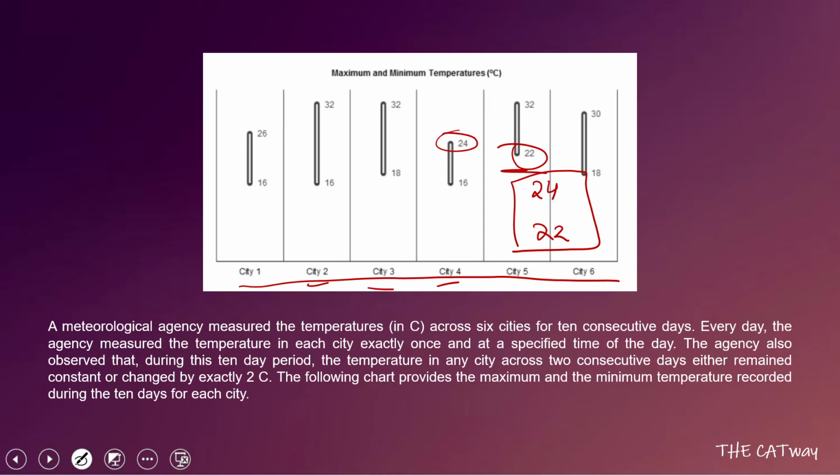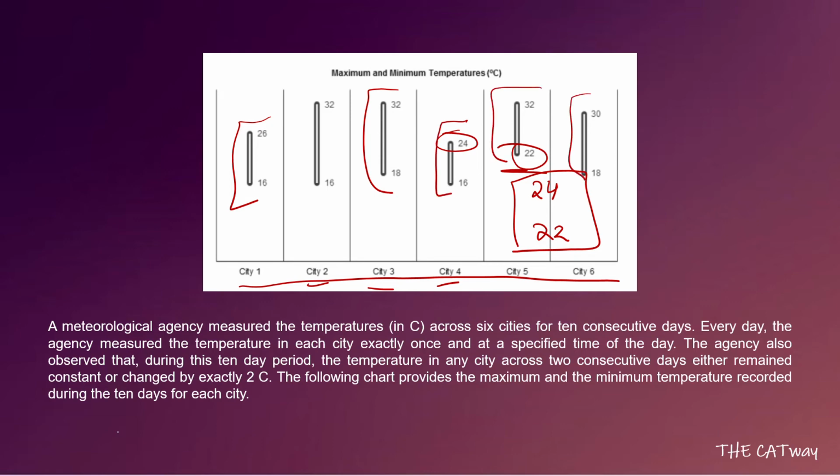Acha, now how will we find out on how many days the cities have 22 or 24 degrees Celsius? Now see, everybody has their own range. The range of every city, 16 to 26 is small, 18 to 32 is there, 16 to 24, 22 to 32 and 18 to 30 is the range. The highest range which we see is for city 2, okay, that is from 16 to 32.